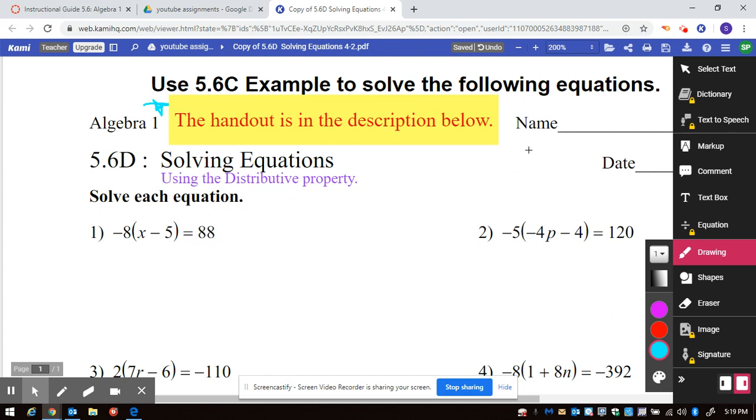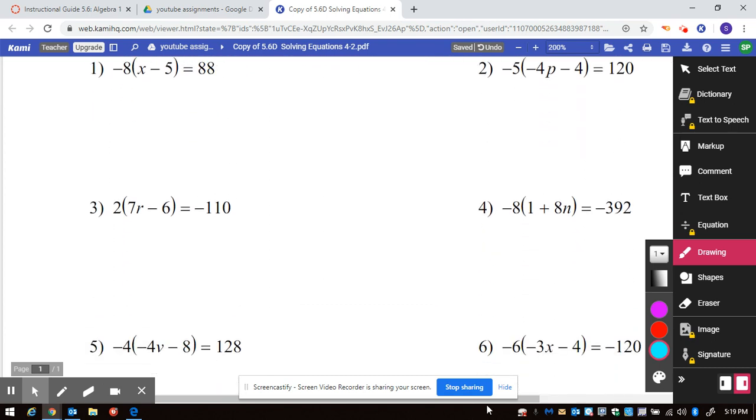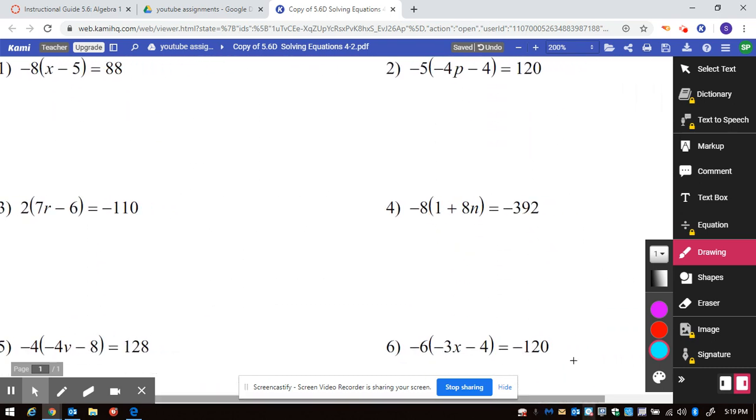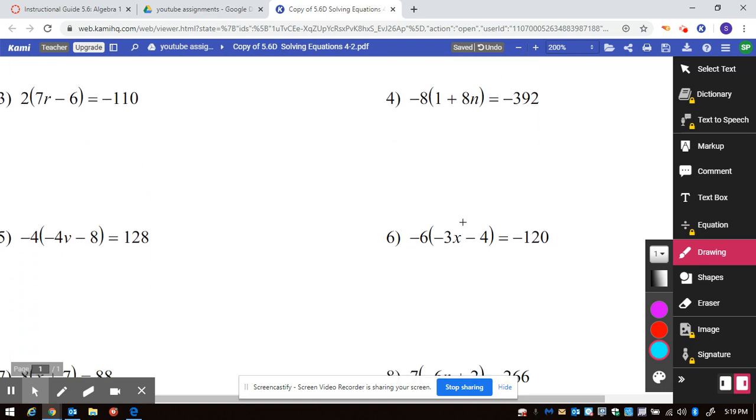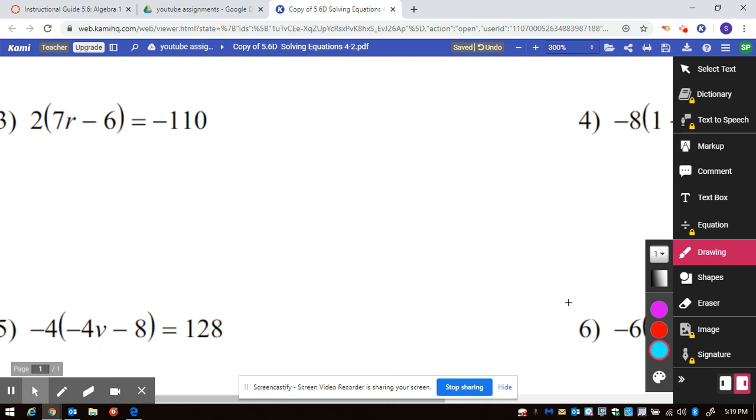On this assignment, I want to take a look at number 4. If you're following along, you want the whole handout, remember it's in the link, but for this video, I am just doing number 4.